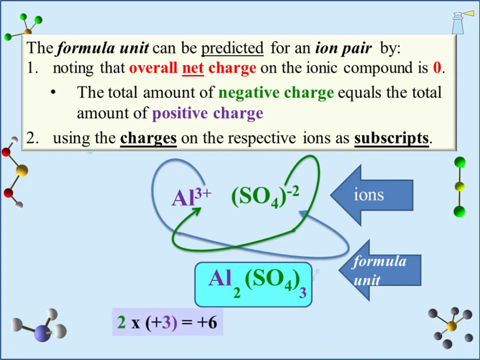Calculating the total positive charge, we have subscript 2 times the charge plus 3 equaling plus 6. And the total negative charge, there is a subscript 3 times the charge minus 2 for a minus 6. Equal magnitude charges and a correct formula unit.